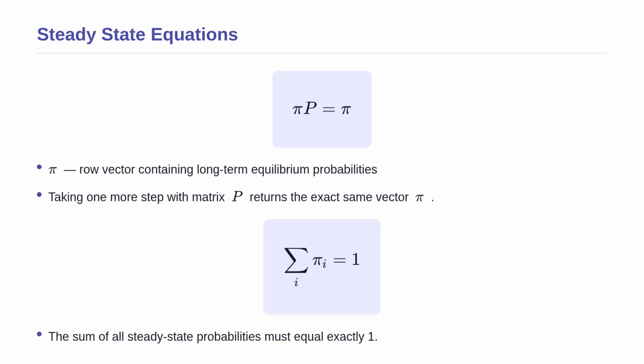To find this natural balance mathematically, we use two crucial equations. The first equation says that if you take the stable row vector pi and multiply it by the transition matrix P, the result is just the exact same vector pi back again. Taking one more step does not change the overall probabilities. The second equation states that the sum of all these long-term probabilities must equal exactly 1, representing 100% certainty that the system is in one of the available states.